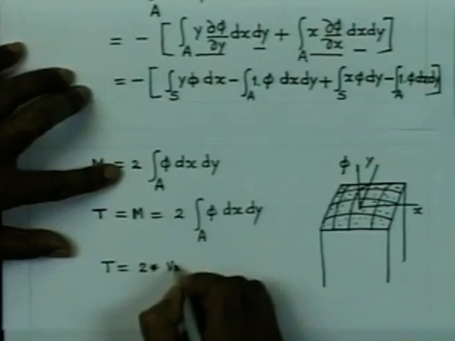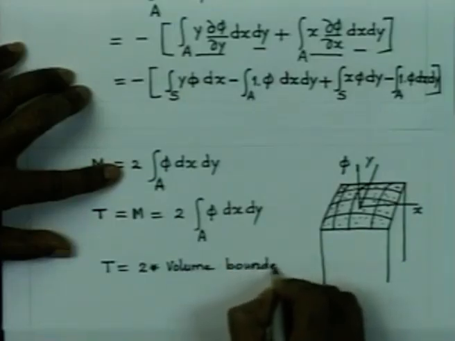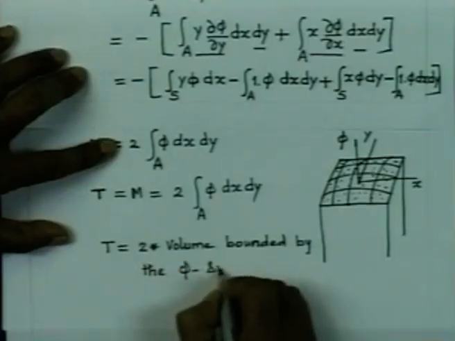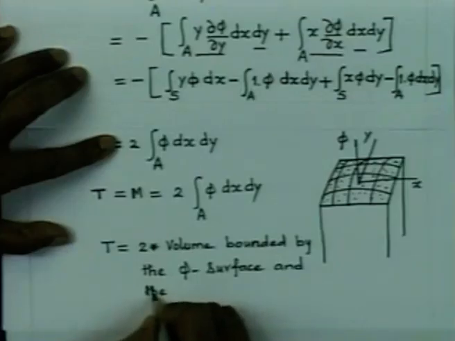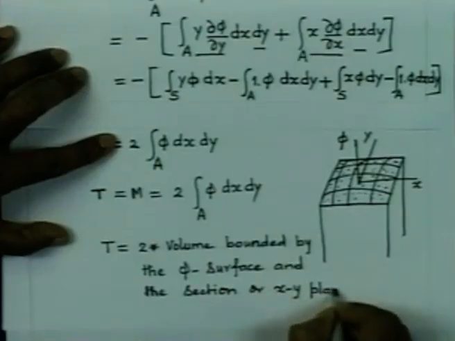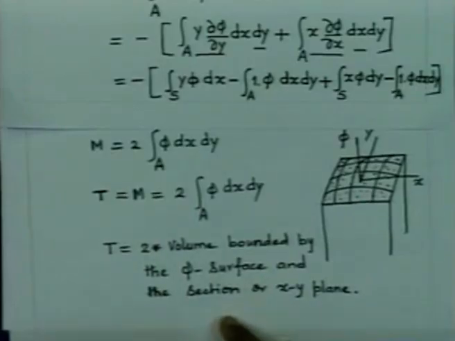So, therefore, torque capacity is equal to 2 times the volume bounded by phi surface and section or xy plane. So, this is a very important information, that the torque capacity of this shaft is obtainable from the volume bounded by the phi surface and the section or the xy plane, when of course we are plotting this phi in the vertically upward direction.